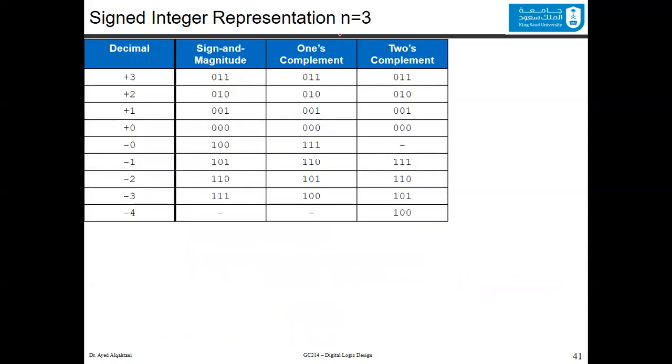Now, if we say that n is 3, meaning 3 bits, now if you have these decimal numbers, which is spanning from -4 to +3, the sign and magnitude representation in the positive, let me break the table into 2 so you understand. Those are positive numbers. And for the sign and magnitude, one's complement and two's complement, we have the same representation for those numbers. The positive number, we don't have any problem, no change between those 3 models.